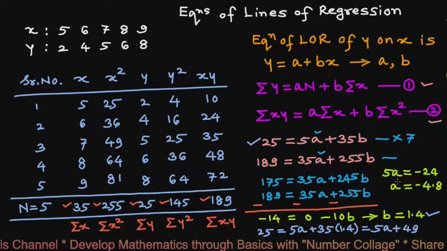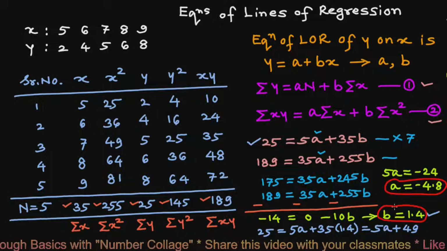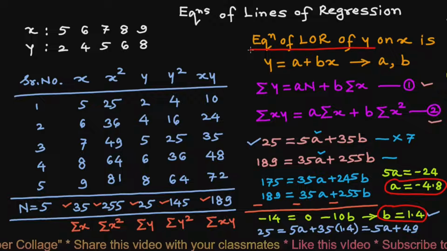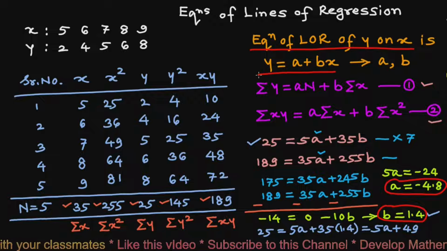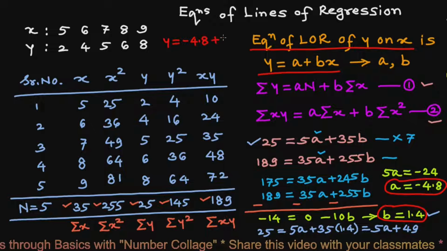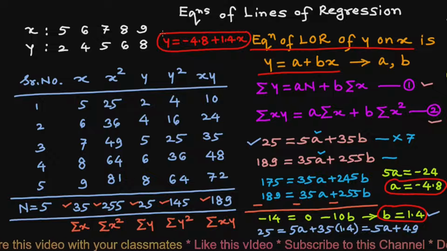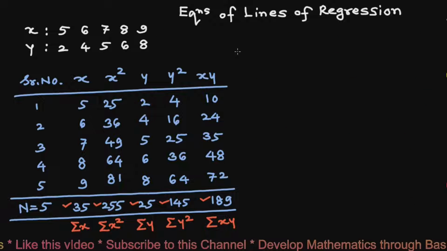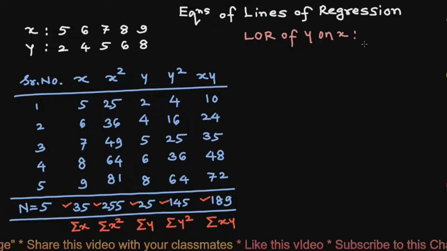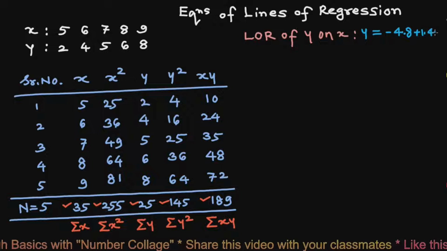Now by using the values of a, minus 4.8, and that of b, 1.4, we write the equation of line of regression of y on x as y equals minus 4.8 plus 1.4x. So this is the line of regression of y on x. We have found the equation of line of regression of y on x as y equals minus 4.8 plus 1.4x.